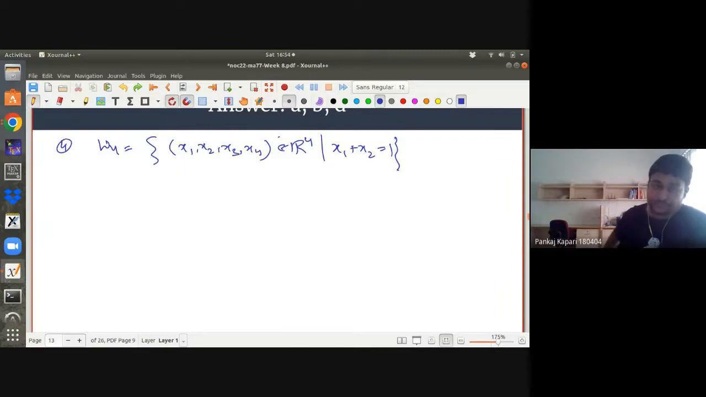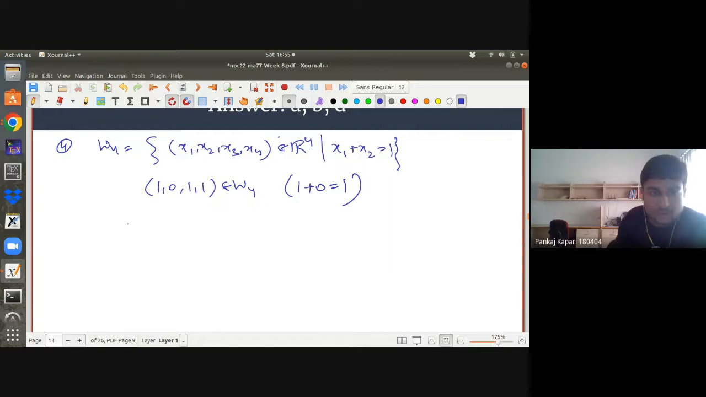So we just take some vector from W4 where the sum of the entries is 1, and multiply it by some scalar so that the sum of the entries will not equal 1. That means if you multiply some vector in W4 by a scalar, the result does not lie in W4, and W4 cannot be a subspace of R4. So what should we take? Let's take the vector 1 comma 0 comma 1 comma 1. This belongs to W4, right? Because the sum of the first entry and second entry is equal to 1.